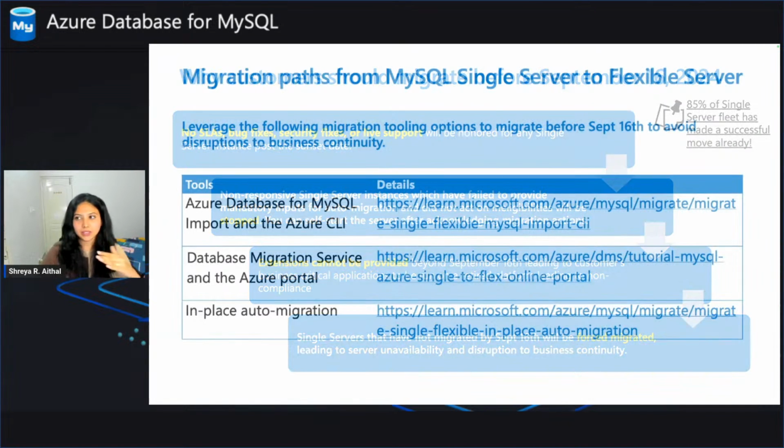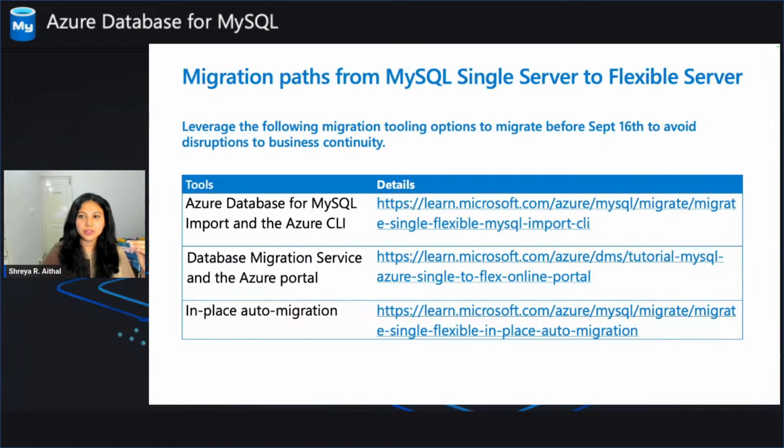Now, there are multiple paths to migrate from single server to flexible server. The three major ones being first, MySQL import using the Azure CLI. This is a very powerful tool if you've got large workloads, especially something around the size of 1 TB. It literally upgrades to flexible server in a matter of minutes. Based on the benchmarking that we did internally, 22 minutes is the time it takes for you to migrate 1 terabyte of content from single server to flexible server.